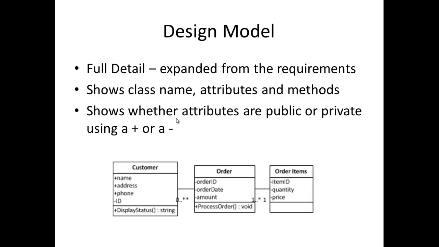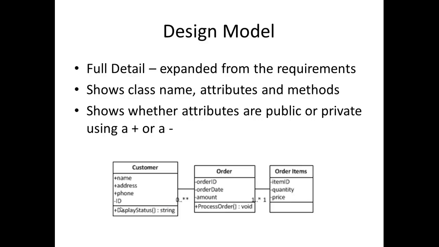If we have a look at the design model, you would basically take the requirements model class diagram and expand on it. So you'd still have your class names, you'd have your associations. You'd also then have your attributes, but your attributes would indicate what type of attribute. Now you see here I have a plus next to name. That means that that attribute is public or can be visible outside of the class. And there I have a minus next to ID, which means it would be private.